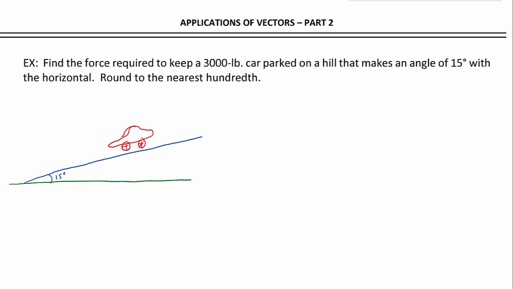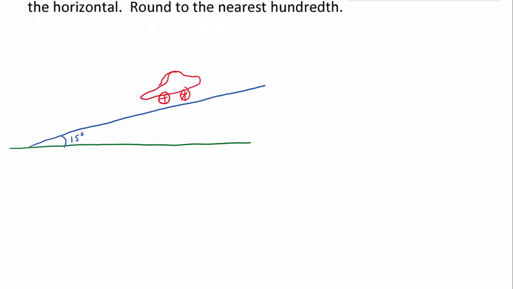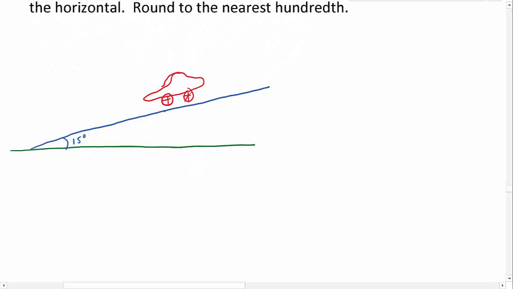Well, remember what weight actually means. The mass of an object is how much is actually there, but the weight of an object is the gravitational pull on the mass. That's why our weight is different on the moon than it is on the Earth, because of a different gravitational pull. So since weight has to do with gravity, our weight is always straight down, no matter whether we are on an incline or not. So I'm going to draw a vector representing this 3,000-pound car, and it's going to go straight down.